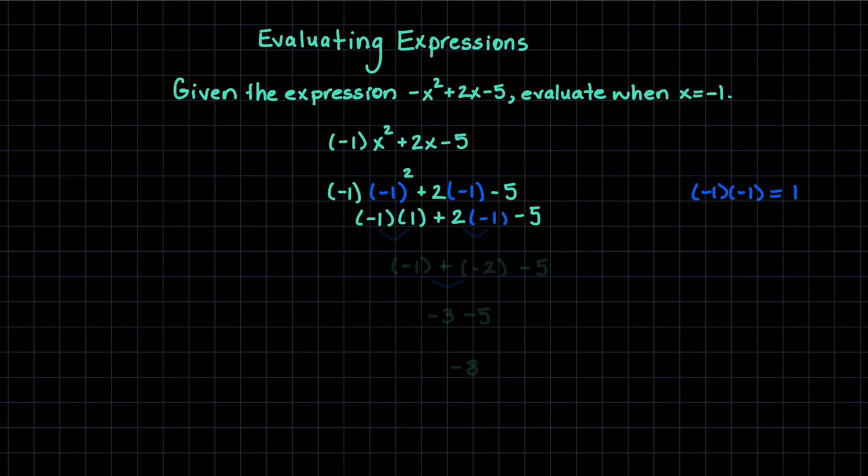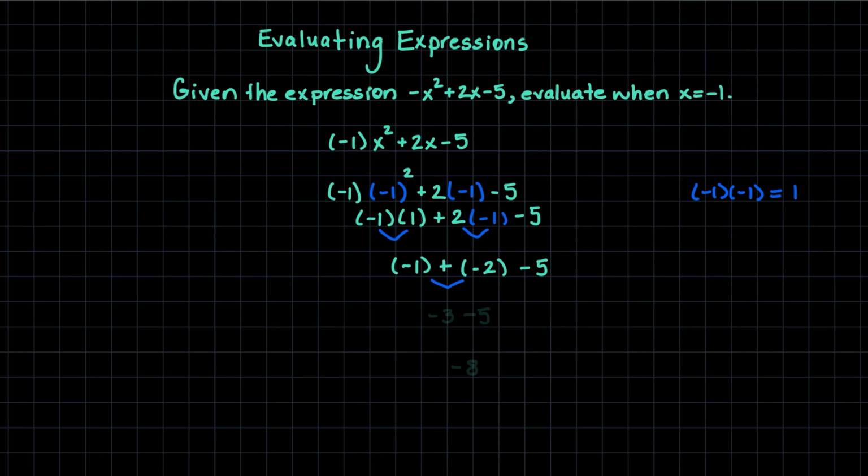Now we move to multiplication and division. I don't have any division, so remember they're together anyway, so we move left to right. So we multiply negative 1 times 1, which is negative 1, plus 2 times negative 1 is negative 2, minus 5. Now I'm left with addition and subtraction, which we perform left to right.